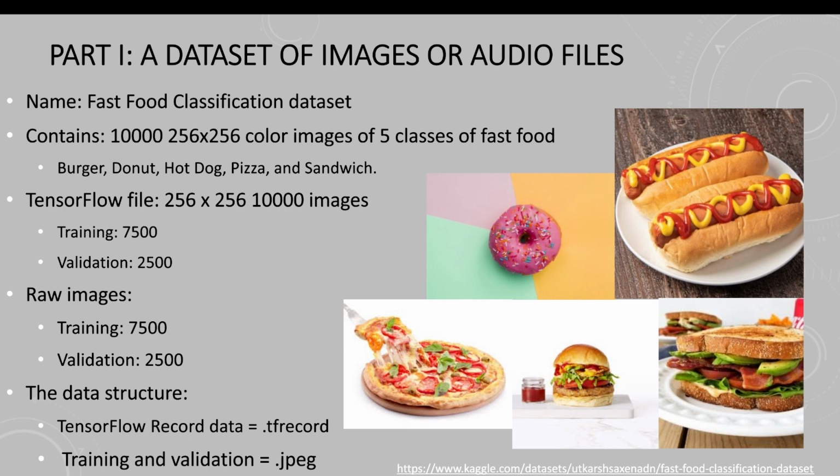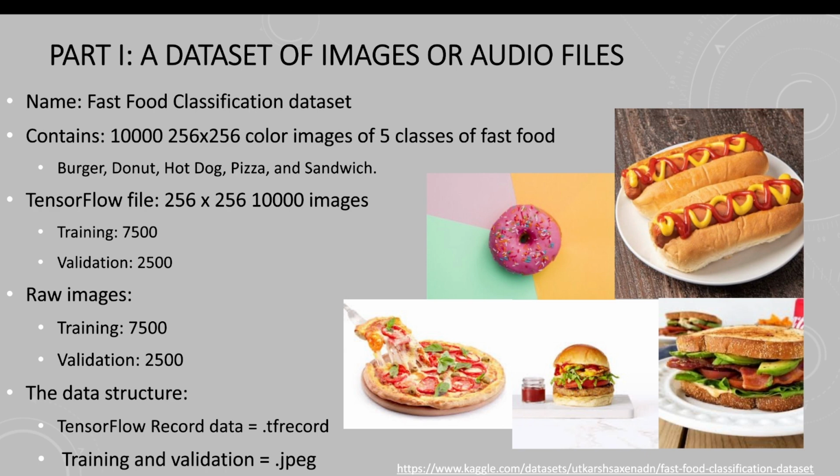For the first part, I'm gonna show you the example of computer vision that can be used to classify the datasets. The name of the dataset is the fast food classification. It has 10,000 images. They are color images of 256 times 256 pixels. They have 5 classes: burger, donut, hot dog, pizza, and sandwich.